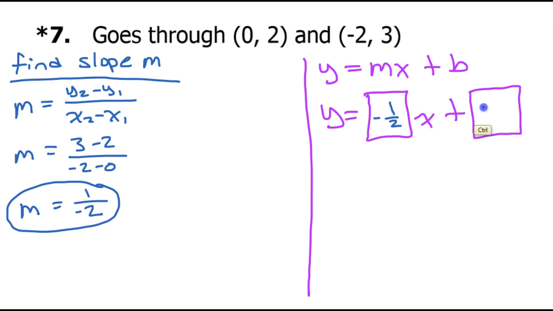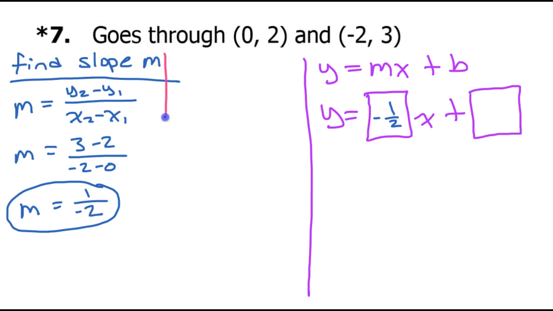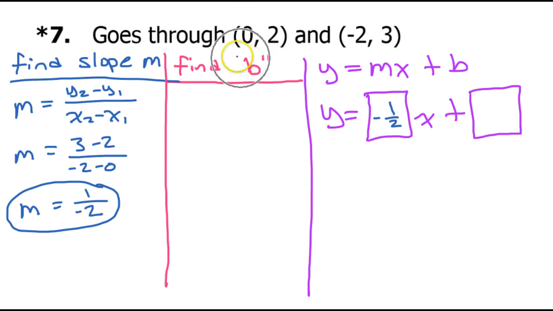So now all I need is my y-intercept. I need the b value. So how are we going to do that? Well, in this case, they actually gave us the y-intercept, so I don't actually get to show you. So I'm just going to say find b, find the y-intercept.